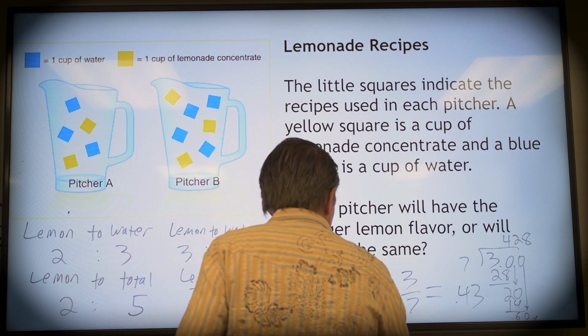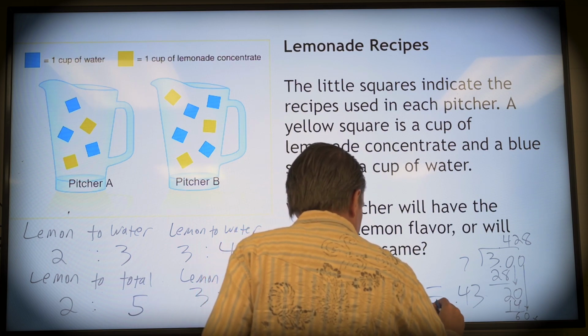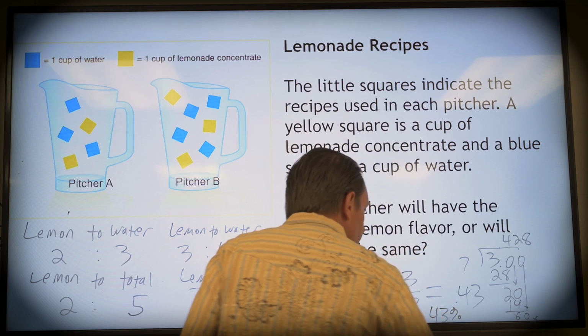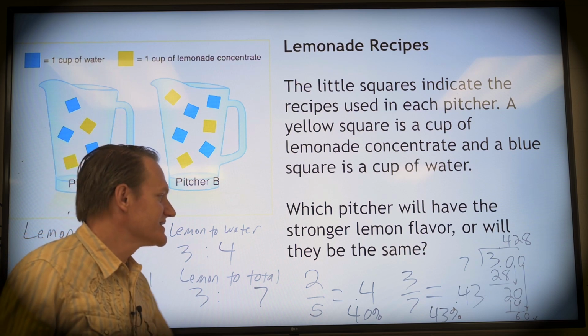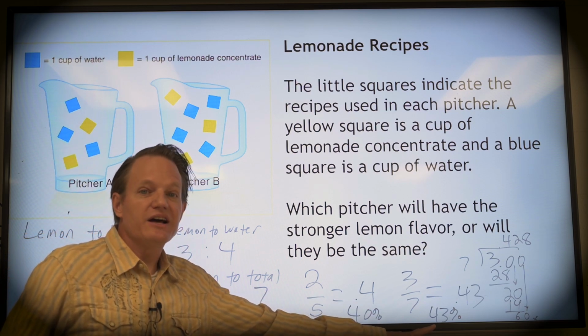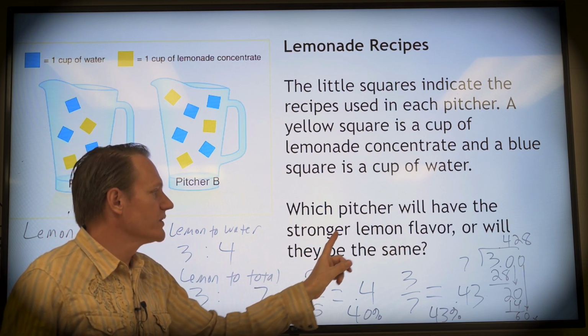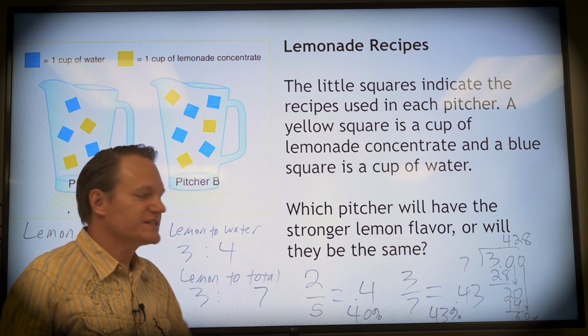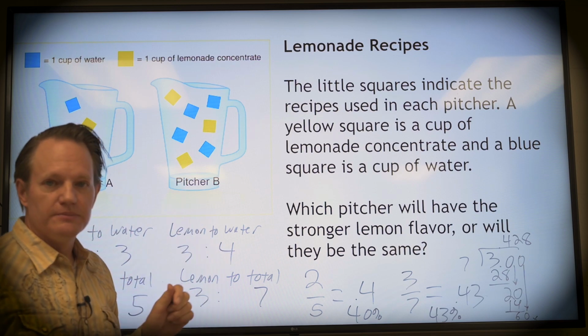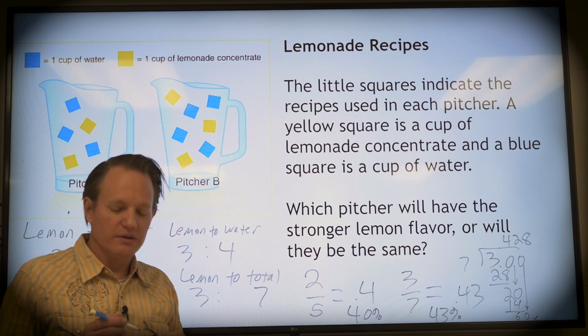I'll show you one last thing. What if I were to say the first one is 40% lemon, the second one is 43% lemon. Oh, that's got more lemon. Which pitcher will have the stronger lemon flavor, or will they be the same? This pitcher, pitcher B, is going to have the stronger lemon flavor.